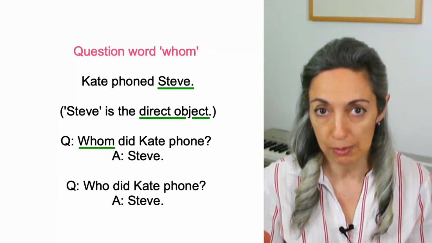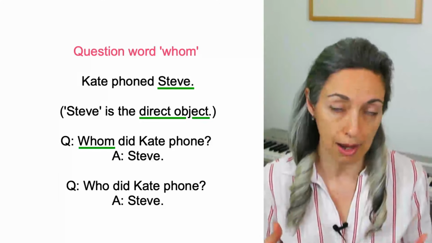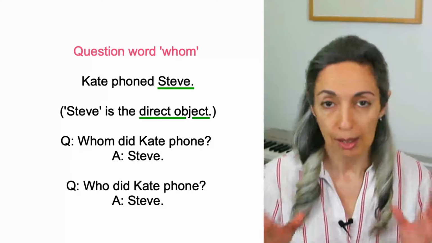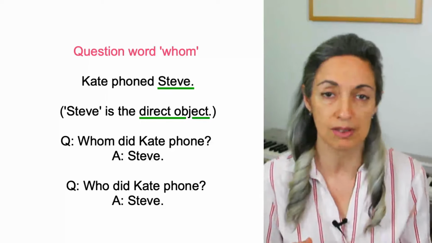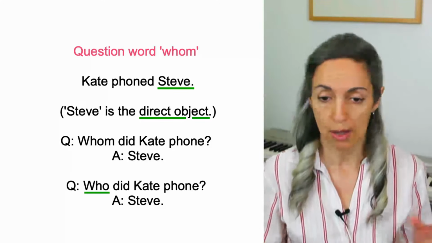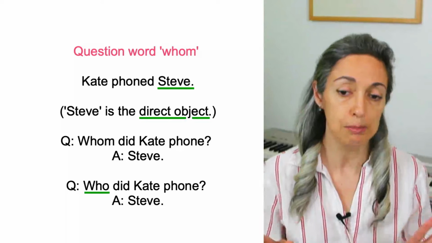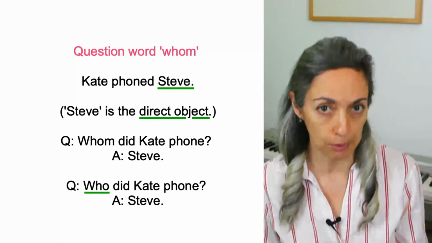But this word whom is becoming very, very rare in English. It's disappearing. Now, even when we are asking a question about the object of the sentence, we just use who. So the better question to ask is simply, who did Kate phone?